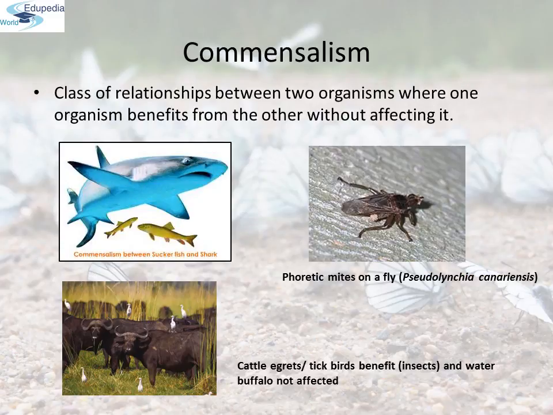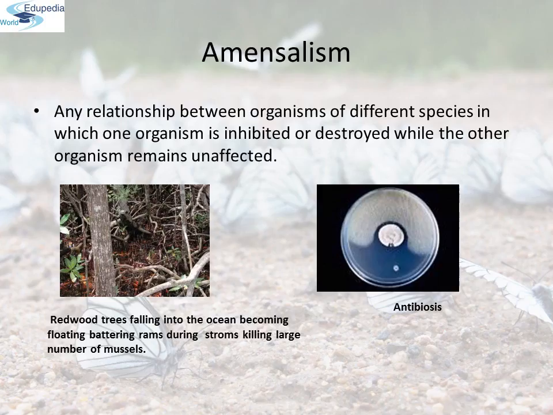Commensalism. Commensalism is a class of relationship between two organisms where one organism benefits from the other without affecting it. This is in contrast with mutualism, in which both organisms benefit from each other, amensalism, where one is harmed while the other is unaffected, and parasitism, where one benefits while the other is harmed. The examples are commensalism between suckerfish and shark, then phoretic mites on a fly, Pseudolynchia canariensis, and then tick birds benefiting while the insects and water buffalo are not affected, which is also an example of commensalism.